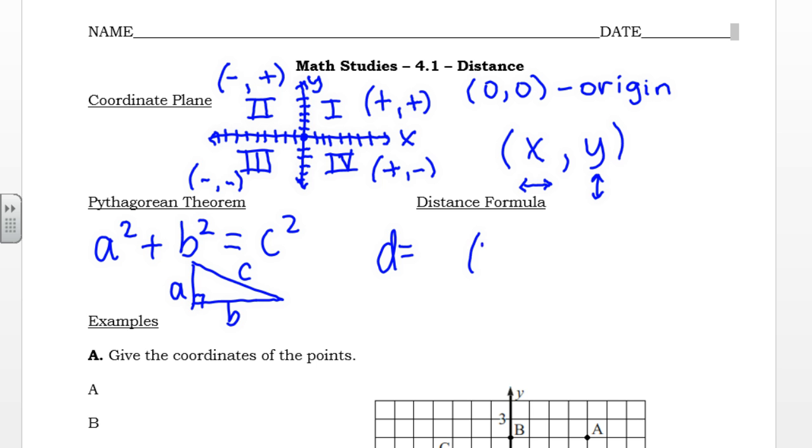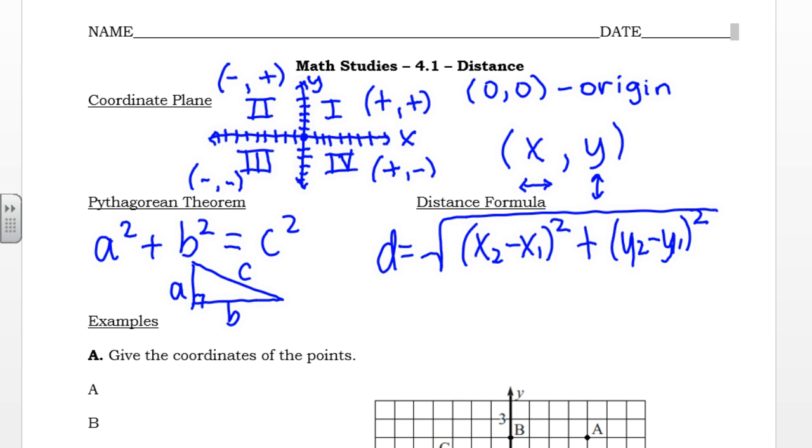If we take x2 minus x1 squared, that's kind of like the length of the base of the triangle, and then y2 minus y1, that's like the length of the height of the triangle. We're going to square them, add them together, and square root them. That's really the Pythagorean theorem, but in coordinate plane form. So those are the formulas that we're going to be using to calculate distance on the coordinate plane. I'm going to scroll down and do the examples then.